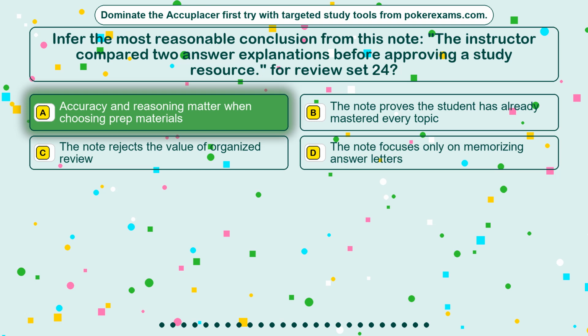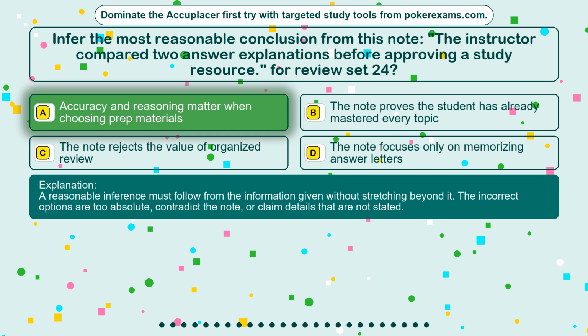The correct answer is option A, accuracy and reasoning matter when choosing prep materials. A reasonable inference must follow from the information given without stretching beyond it. The incorrect options are too absolute, contradict the note, or claim details that are not stated.